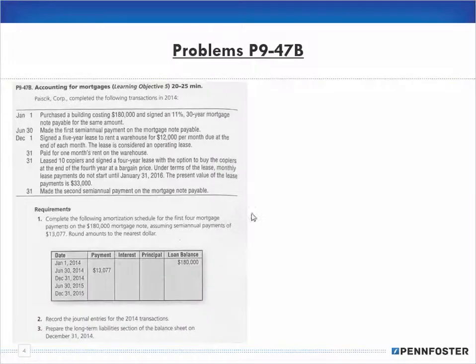Right, so let's go to 47 here, and we are working on accounting for mortgages. So we have the following transactions, and it says complete the amortization schedule for the first 4 mortgage payments on the $180,000 mortgage note, assuming semi-annual payments of $13,077, round to the nearest dollar. And then it says record the journal entries for the 2014 transactions. And then it says prepare the long-term liability section of the balance sheet on December 31st, 2014.